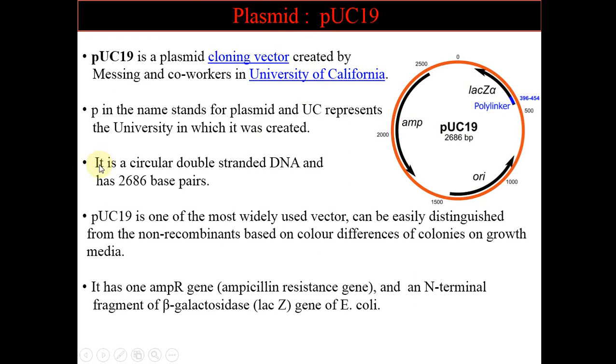It is a circular double-stranded DNA which has 2686 base pairs. See, you have to remember these base pairs for each vector, and the size of insert it can accommodate. You have to remember all these things: size of the vector, size of the insert it can accommodate, and different genes present on it. So this pUC19 has the ampicillin resistance gene, the LacZ alpha gene, and the origin of replication.